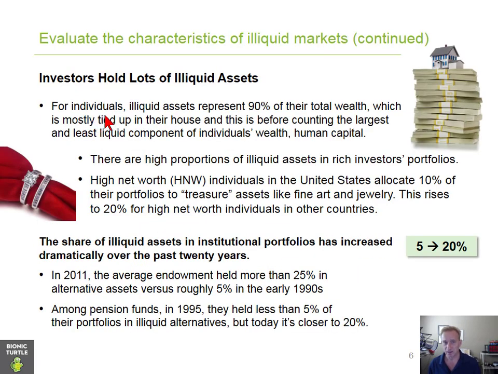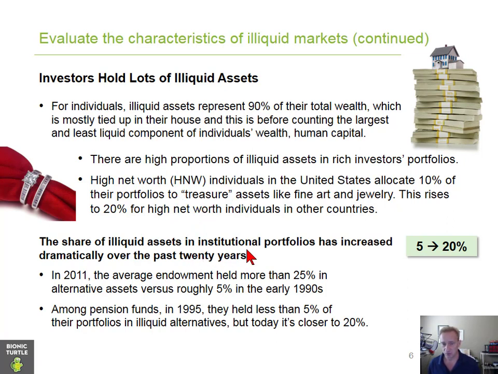So investors hold lots of illiquid assets because for most people, a majority of their wealth is tied up in their house. 90% of their total wealth is illiquid. And for high net worth individuals, he makes the point that they oftentimes allocate 10 to 20% of their assets into relatively illiquid assets.